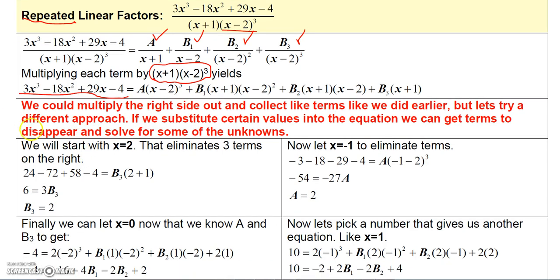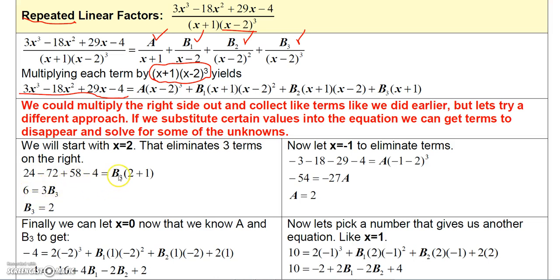So let me show you what we're going to do. We're going to plug 2 in on the left-hand side. So I'll have 3 times 2 cubed. That'll be 3 times 8, which is 24. If I plug 2 in here, I get minus 18 times 4, so that's minus 72. If I plug 2 in here, I get 29 times 2, which is 58, and then of course I have minus 4. So on the left-hand side, I have 24 minus 72 plus 58 minus 4. All that just equals 6.